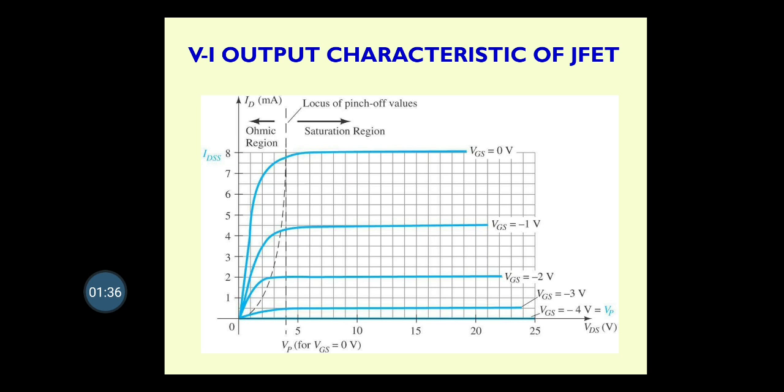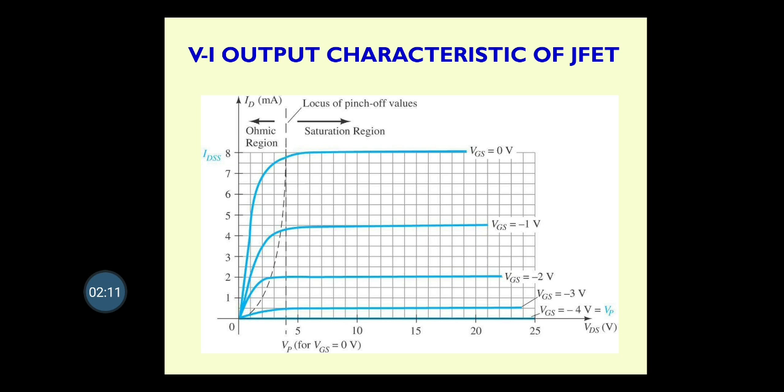So here you can see when VGS is 0 volt, there is maximum drain current. You can see here. So that is called as IDSS. And when you increase reverse bias of gate to source voltage, so when VGS becomes minus 1 volt, the drain current decreases. You can see from the graph, drain current will decrease. And if you again increase the VGS to minus 2 volt, drain current decreases again.